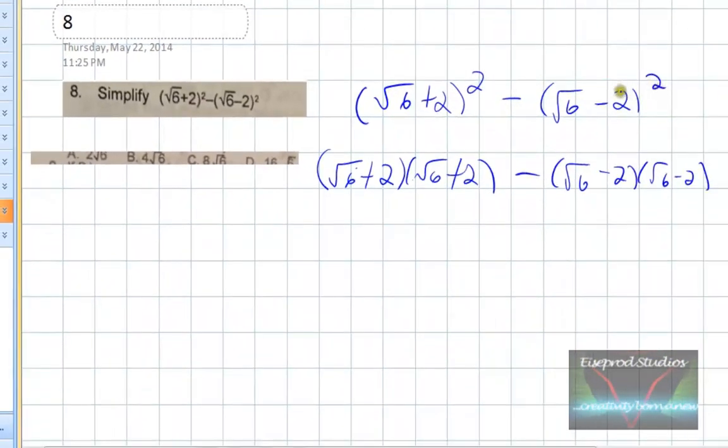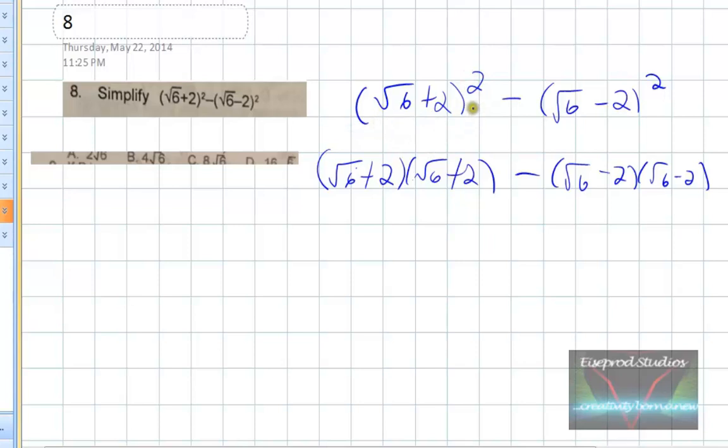Alright, so here we have question 8, and it wants us to simplify these two quantities. The first one is the square root of 6 plus 2 squared, and the second one is the square root of 6 minus 2 squared. And you're subtracting the two. There's two ways you could do this. You could say that this is a difference of squares, as you can see, and then you could pull this out and pull this out to be their squares and so on and so forth. But I found it easier to just go ahead and take the problem literally.